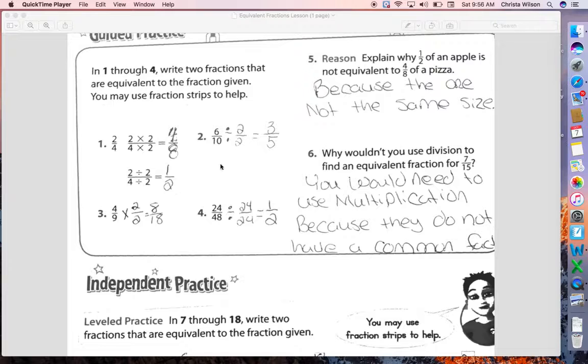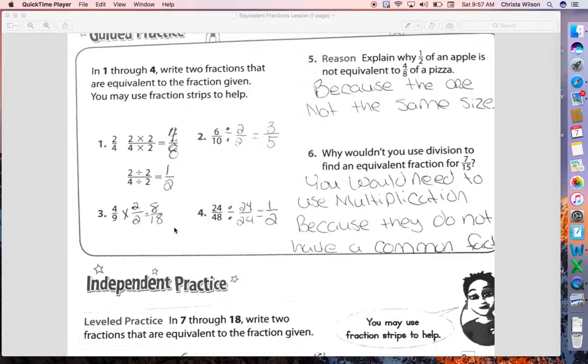Okay, so let's look at number 6. Now on this one we divided because 6 and 10, when we factor those, remember what factoring is. Whatever you can multiply together to create that number, those numbers are the factors. So 6 and 10 have 2 in common. Okay, 2 is a factor of both of them. So if we divide the numerator and denominator by 2, we get our simplest equivalent fraction, which is 3/5.